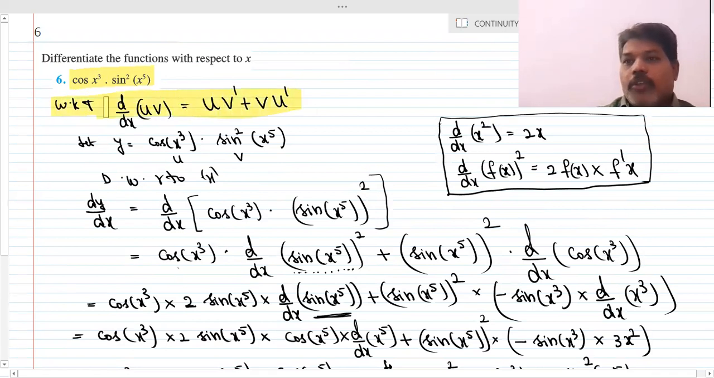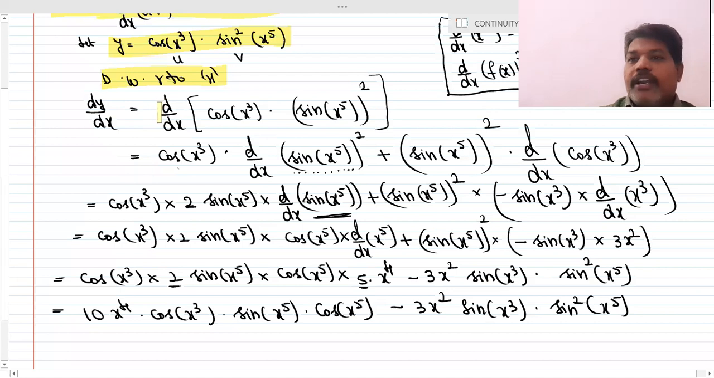The derivative of uv formula is u into v dash plus v into u dash. So first we take the given problem as y and differentiate with respect to x. dy by dx is equal to, sine square theta meaning is sine theta whole square.